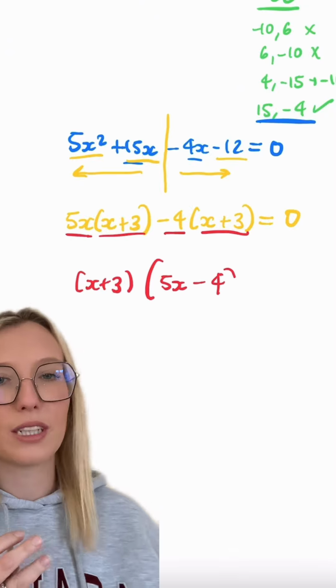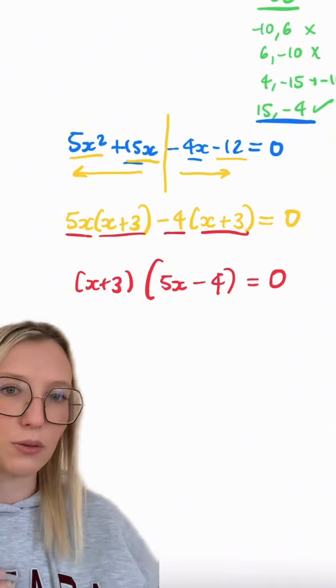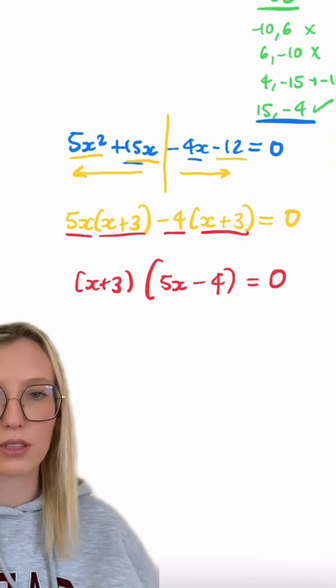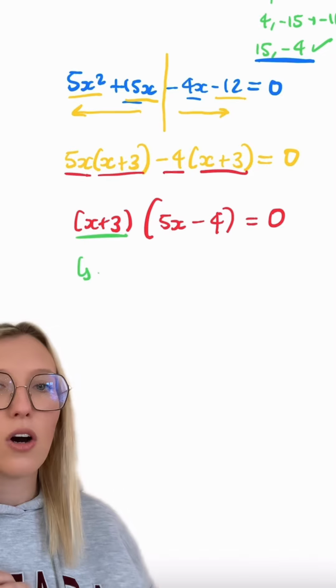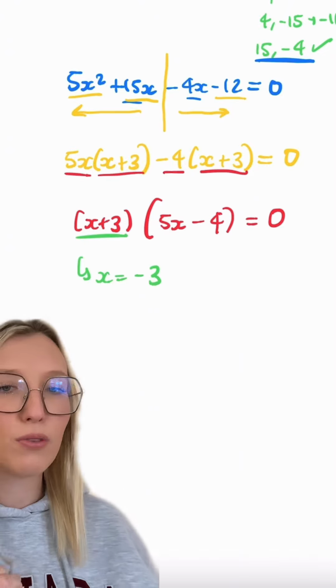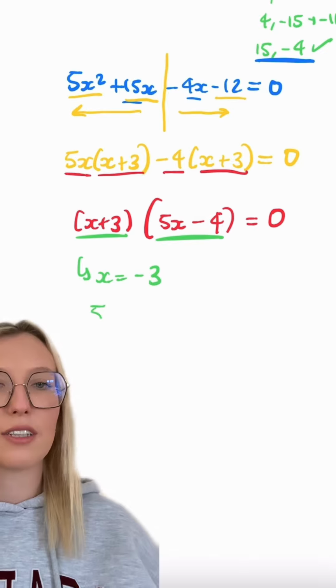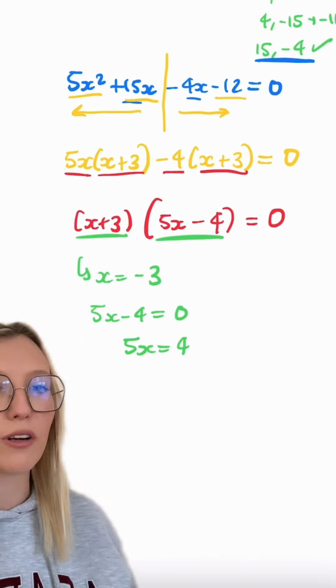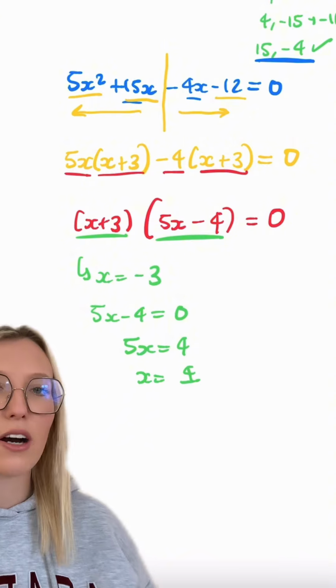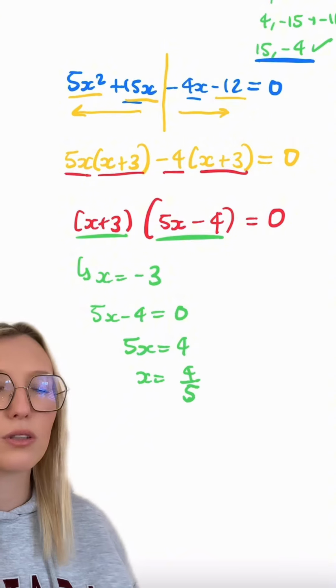Now, as this equals 0, we know either of these brackets must equal 0, so x plus 3 equals 0, which would give us an x value equal to minus 3. Or we could have 5x minus 4 equaling 0, which would give us 5x equaling 4, and x then equaling 4 over 5. So the two solutions are x equals minus 3 or x equals 4 over 5.